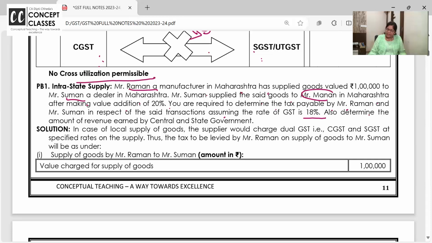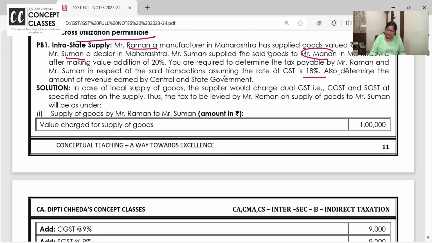Yeah, assuming rate of GST is 18%. Now see, in case the goods are within Maharashtra only, this is a dual model. So CGST and SGST will be charged at 9%, 9%.